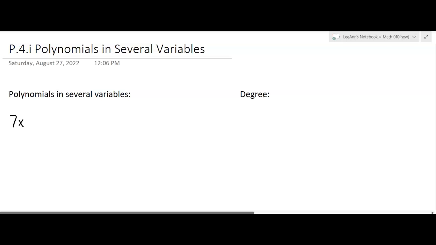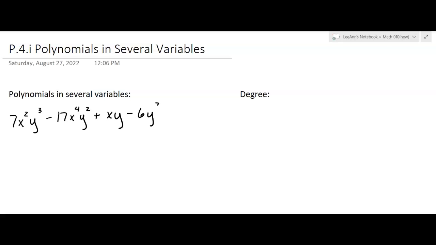So let's say we have 7x squared y cubed minus 17x to the fourth y squared plus xy minus 6y squared plus 9. Okay, something like that. So there's 5 terms here: 1, 2, 3, 4, 5. You can see some of the terms have an x and a y. Some of them just have a y, like this term right here. But the whole polynomial is in 2 variables, right?